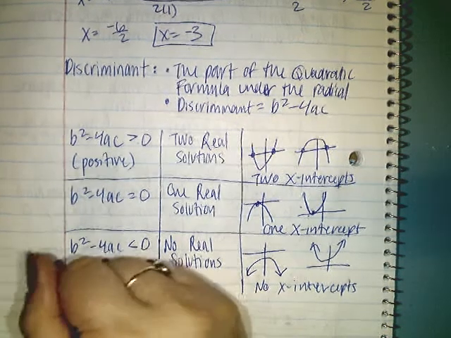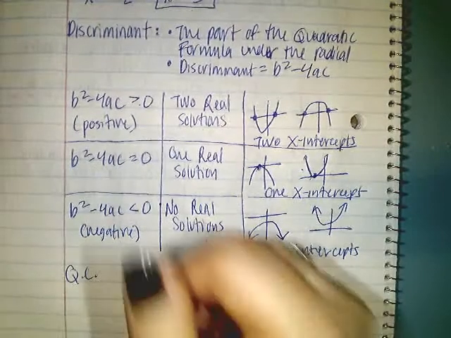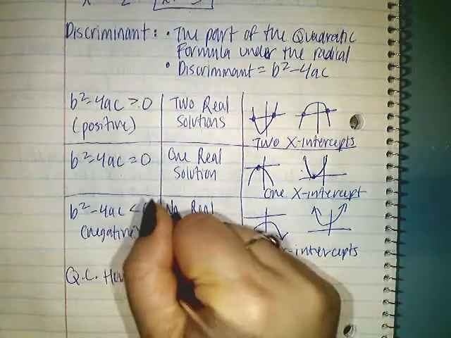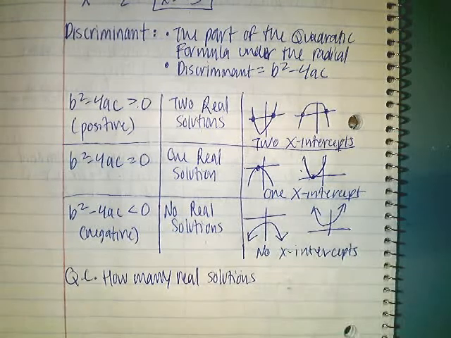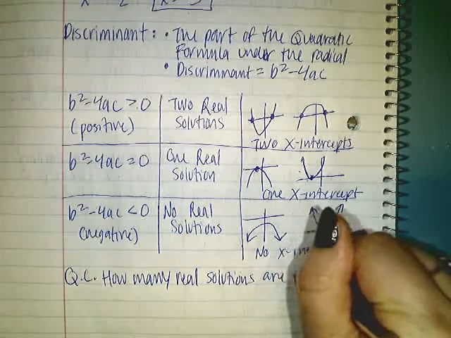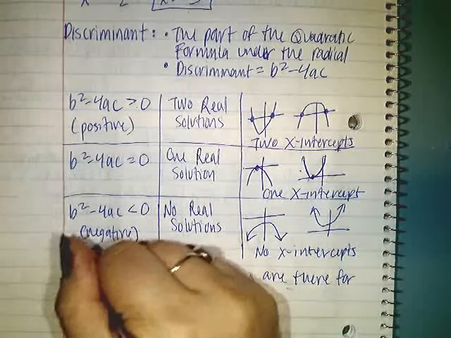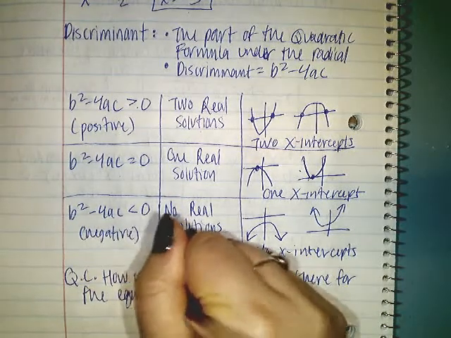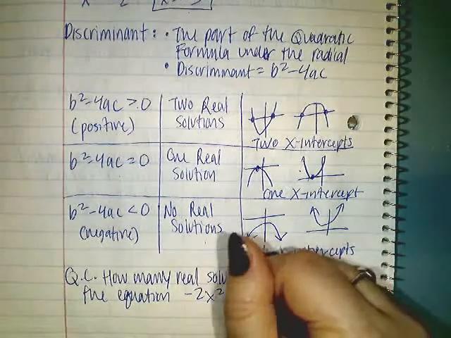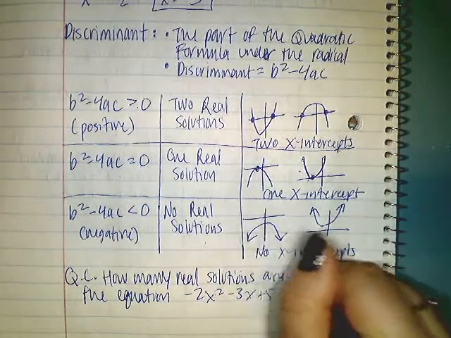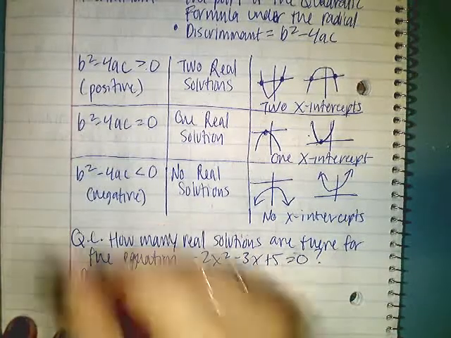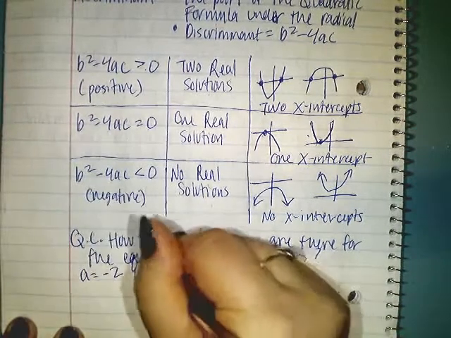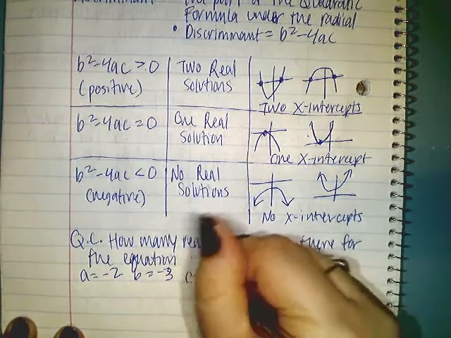So quick check, last thing. How many real solutions are there for the equation negative 2x squared minus 3x plus 5 equals 0? Try it out. I'm going to go over it now. All you need to do here is identify a, b, and c. So a is negative 2, b is negative 3, and c is positive 5.